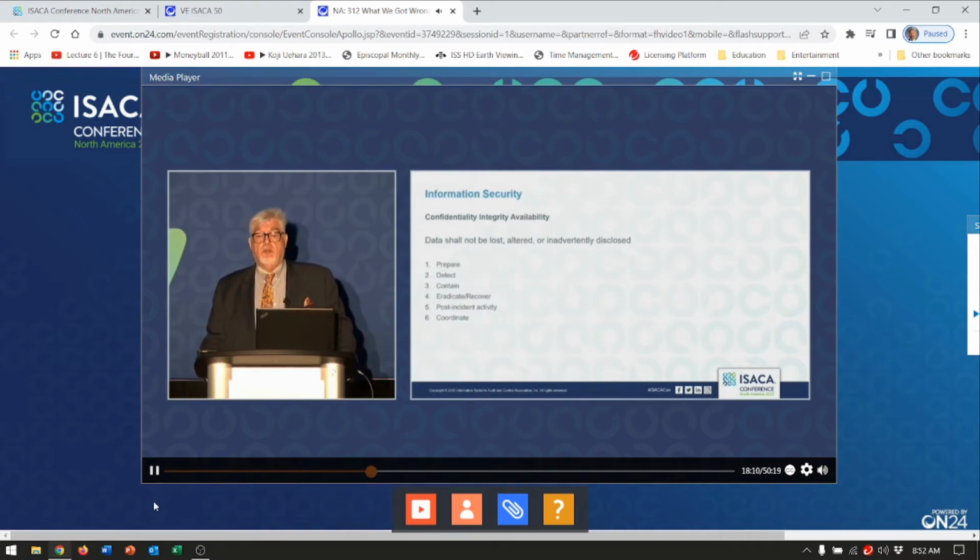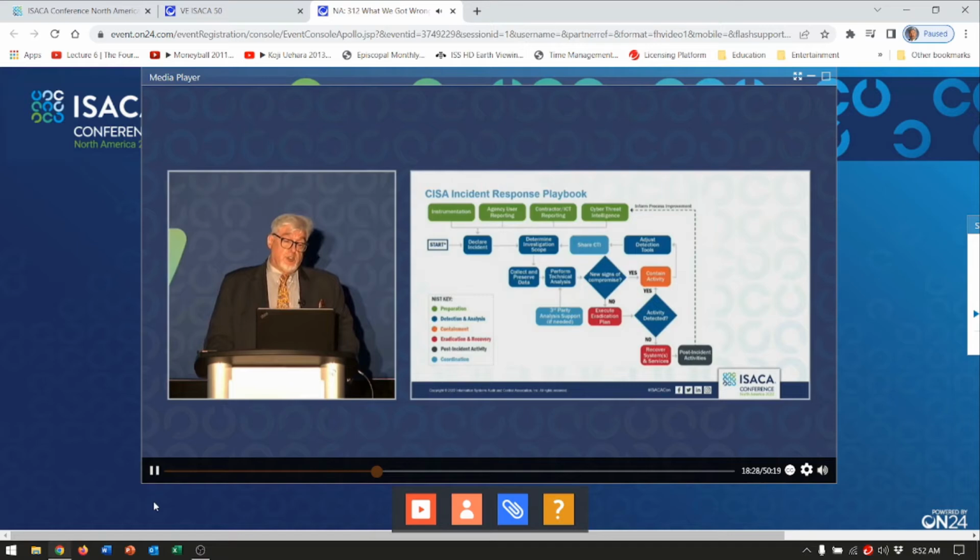Information security, just a reminder that the principle behind information security is that data should not be lost, altered, or inadvertently disclosed. That's basically the CIA approach. So you want to be able to figure out where things went wrong, and the way to figure out if things went wrong is to follow the incident response playbook from the DHS's CISA group. This is essentially a way of unwrapping the Lockheed Martin cyber kill chain and saying, if I can interrupt an attack at any point, I can prevent the bad effects. The earlier I can interrupt it, the less damage I'm going to have to clean up afterwards.